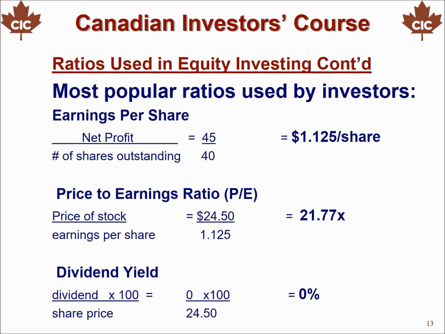Some of the more popular ratios that people use and ones that you'll see all the time are earnings per share. That's net profit divided by the number of shares outstanding, and that comes up with a dollar number. In this case, it's $1.12 per share. And again, you compare that to others in the industry, and you compare it to previous and future financials for the company.